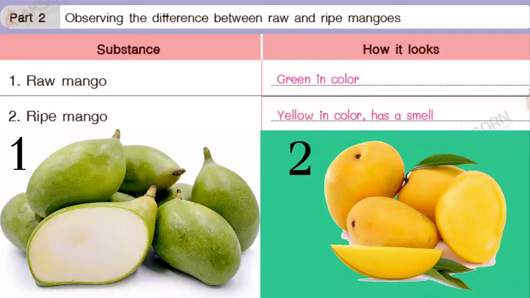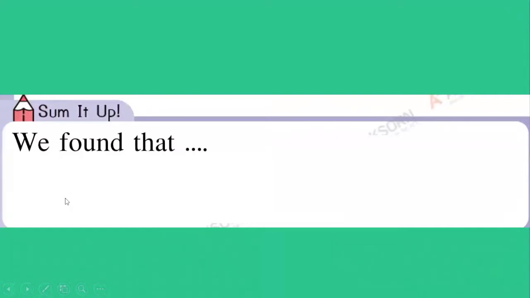And the ripe one had a different color and a smell to the raw one, okay? So in short form, please write down what we found here. Sum it up. It's production now for you. You're writing down what we found, okay? What do you think we found? When you finish writing, please continue to watch our video lesson.